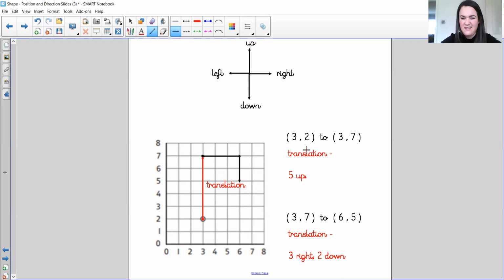Now, that's just a big word for saying up, down, right and left. It's just the positional language and directions to move from one coordinate to another.